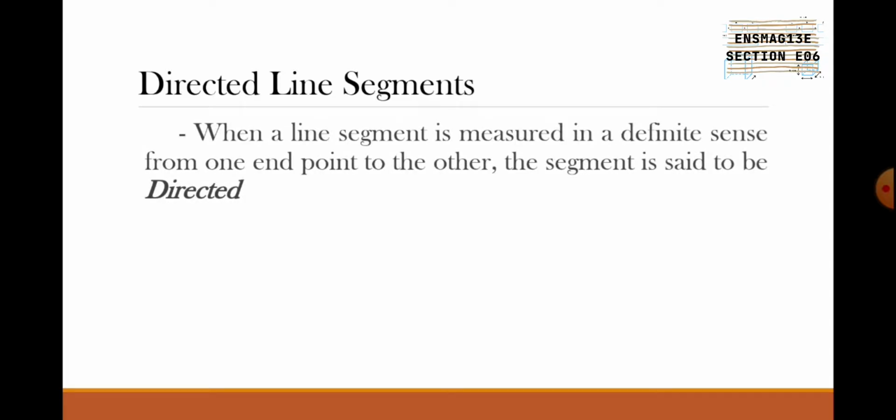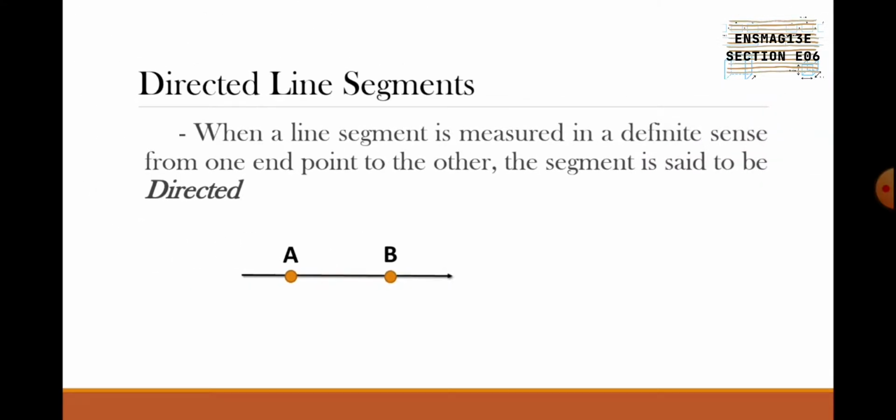Directed line segments. When a line segment is measured in a definite sense from one endpoint to the other, the segment is said to be directed. A directed segment has a distance or length and direction. It is important to understand that the directed segment has a starting point referred to as the initial point. So taking for example our point A and point B, wherein we have a directed segment from A to B, also represented by the arrowhead.